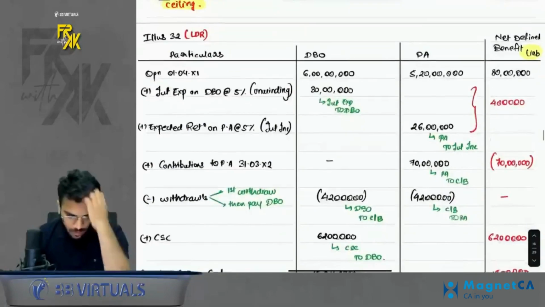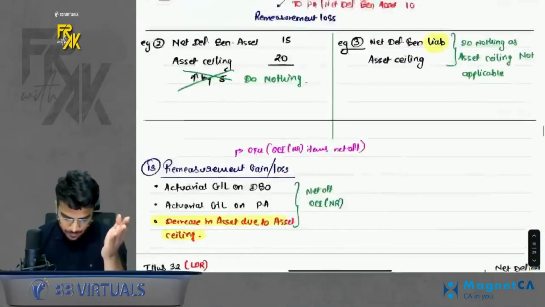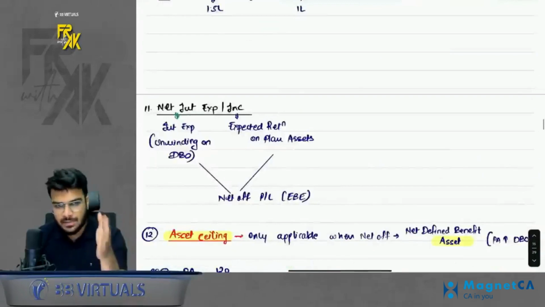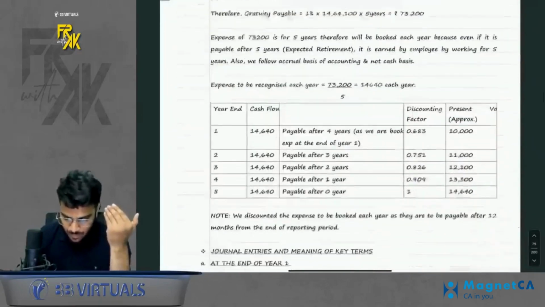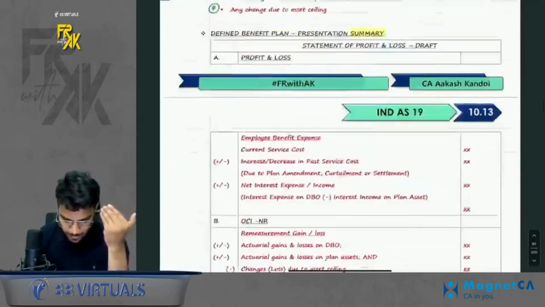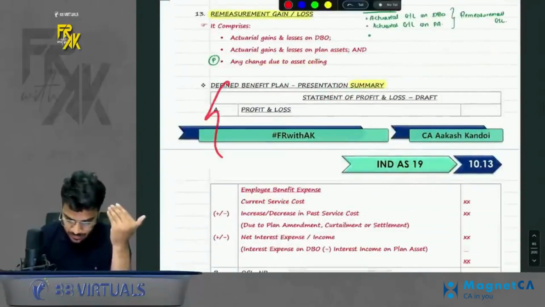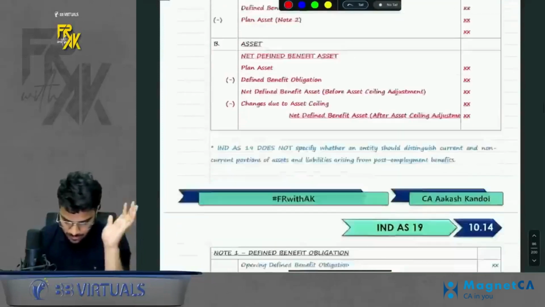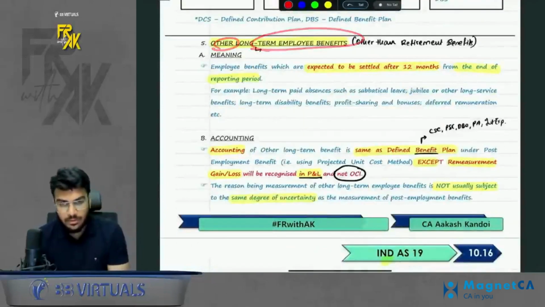Okay, chalo. So this was your retirement benefits, and in that we discussed about defined benefit plan. Okay, so if you want, you can see it here. Defined benefit plan is over. Now apart from this, I have given the summary also. In your notes you will find a summary also, how will everything appear in profit and loss, in OCI and everything. Okay, apart from this there are two more concepts, that is other long term benefits and termination benefits.